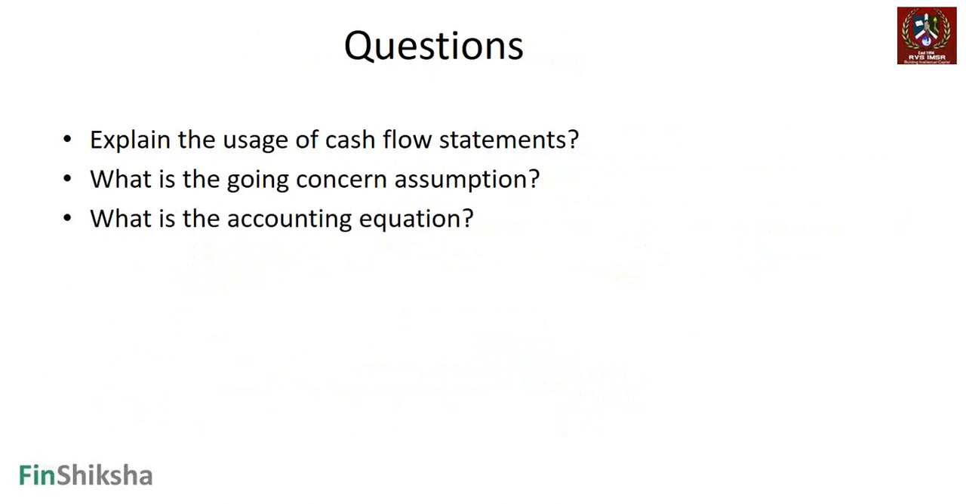That also broadly brings us to an end of this unit. We will look at a small example of how transactions go and impact financial statements. But broadly, let's end with this set of questions. Explain the usage of cash flow statements in the context of financial statements that a company builds. What is the going concern assumption? And what is the accounting equation?